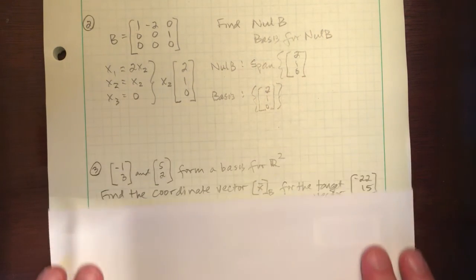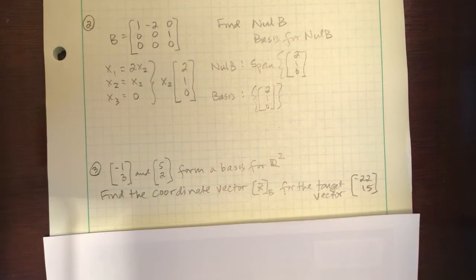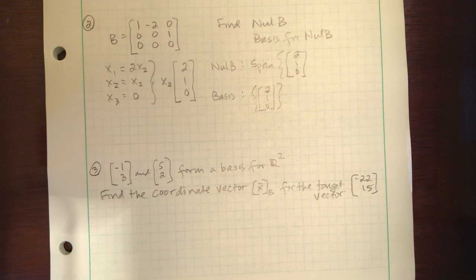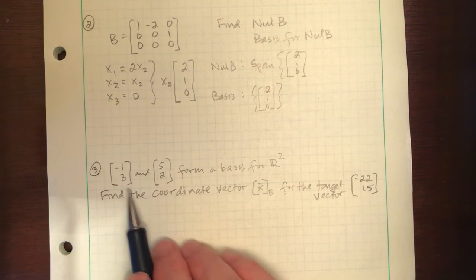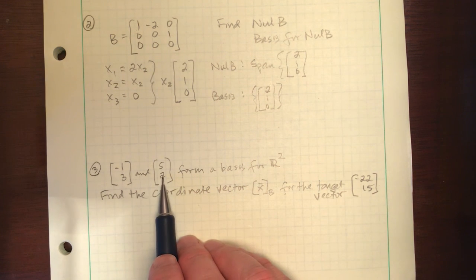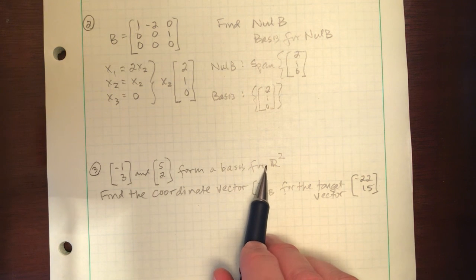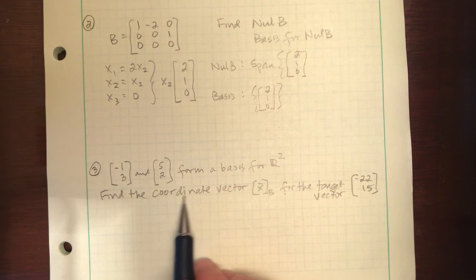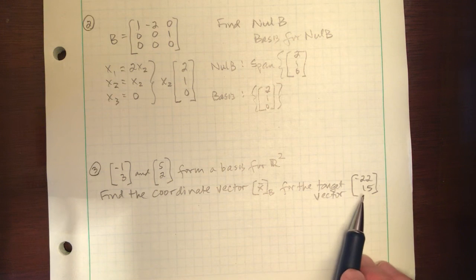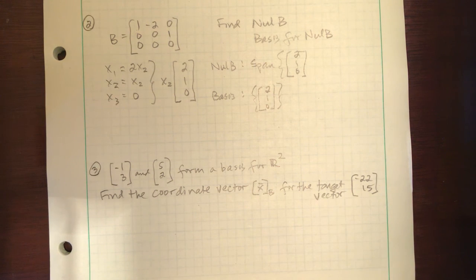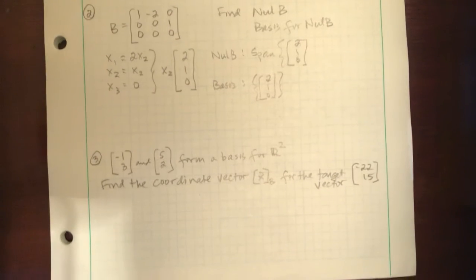All right, third example. We're told these 2 vectors form a basis for R2. And we're asked to find the coordinate vector that helps us find the target vector that you see here. Again, hit pause, and here comes the solution.